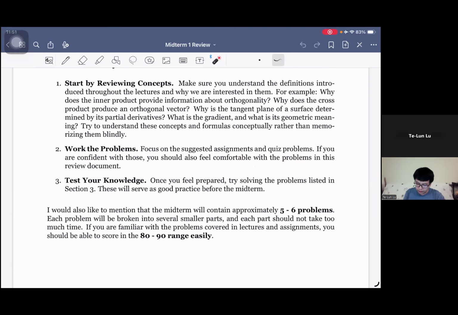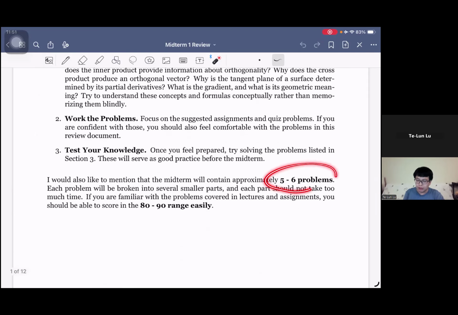So basically, I would have 5 to 6 problems in the midterm. I still haven't decided yet. There's one problem I'm not sure whether I should put it in or not. They will break into some smaller parts, but the smallest parts are really, really small. For example, there might be a part A, just verify that a point satisfies an equation, which is a direct computation problem, right? So basically 5 to 6 problems.